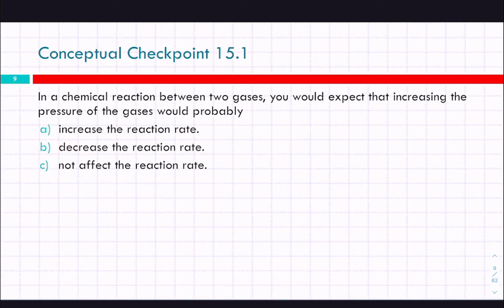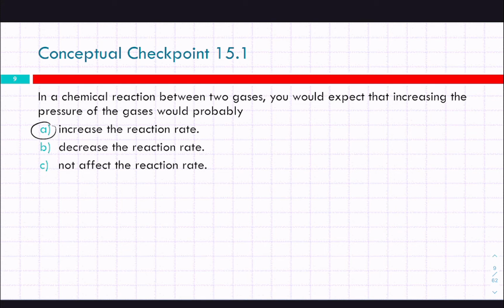All right, so in a chemical reaction between two gases, you would expect that increasing the pressure of the gases would it increase the reaction rate, decrease the reaction rate, or not affect it at all? Yeah, but why? What happens as we increase the pressure? Don't they move around a lot faster? With that, there are more collisions.